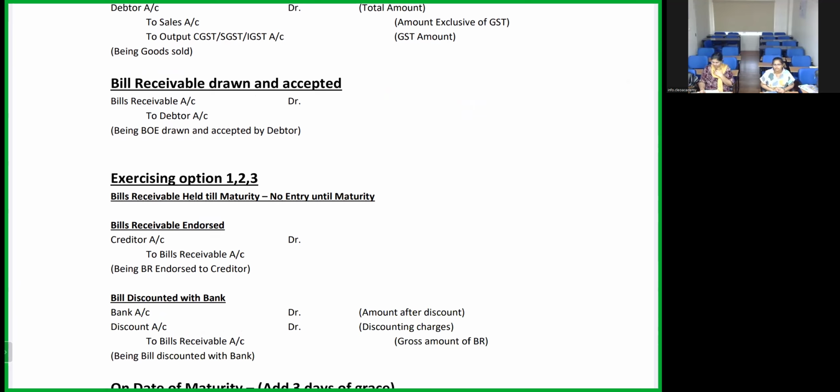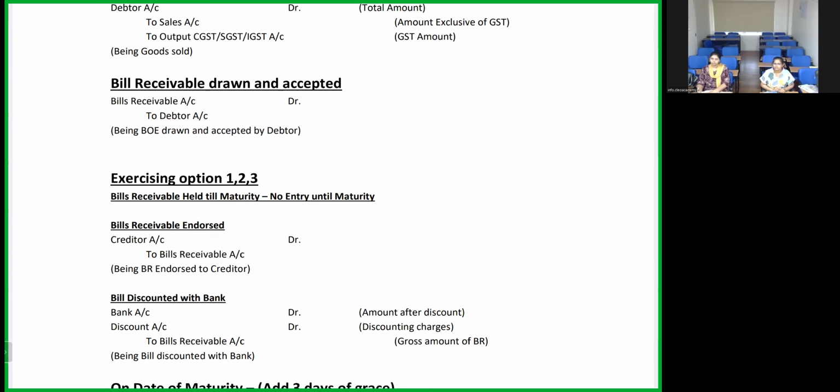Okay. Next. After drawing a bill, I have three options. First is I can hold till maturity. Second is I can endorse it. Third is I can discount with the bank. If I'm exercising first option, hold till maturity, then I need not pass any entry because I'm not doing anything. I'm just retaining the bill.